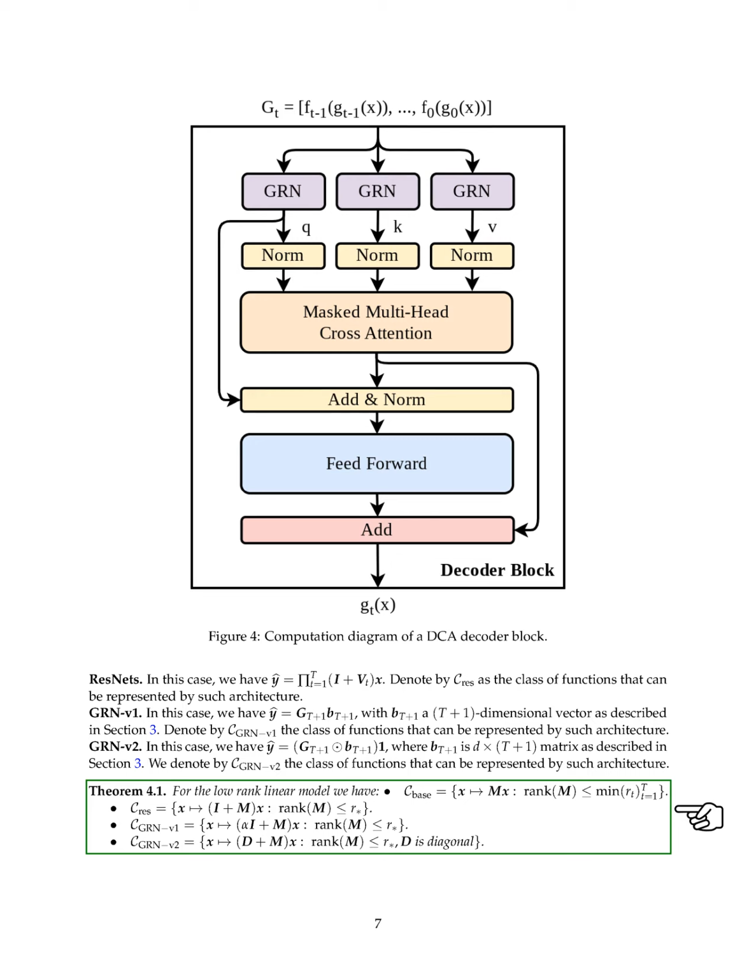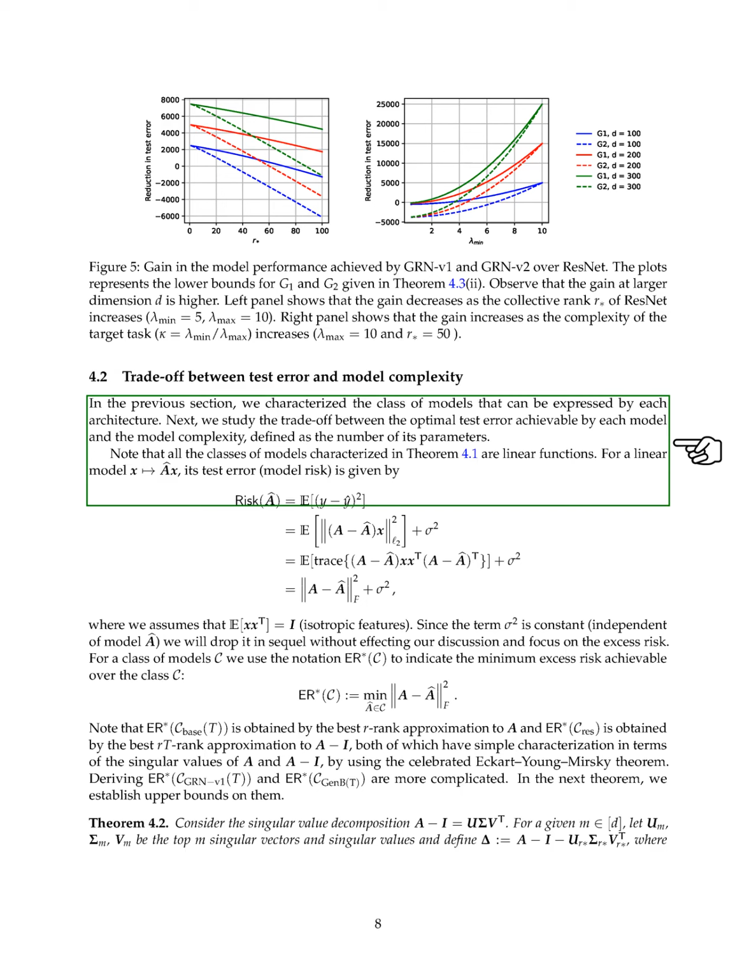Section: Trade-off between test error and model complexity. In this section, we explore the balance between the best test error we can achieve with different models and the complexity of those models, which we define by the number of parameters they have. We note that all the models we discussed earlier are linear functions.